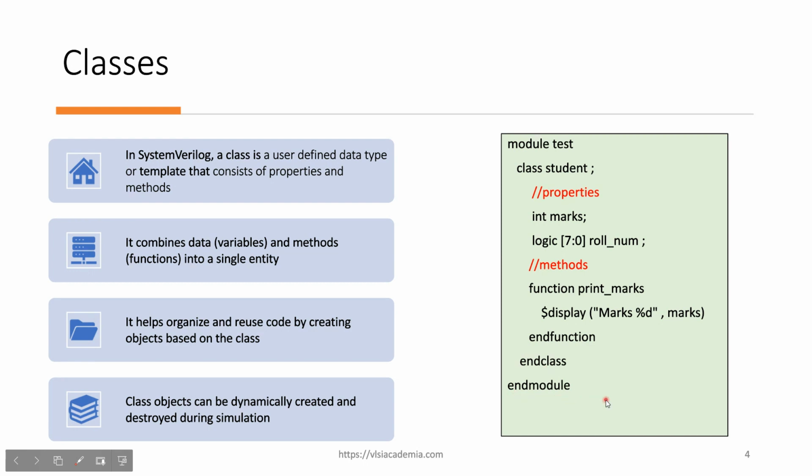Now, one more thing I want to note down: here I have defined data types as int and logic. The data type can be of any type, but there is one restriction that it cannot be of wire type. Since wire type cannot be dynamically created, and as I explained, classes can be dynamically created, only those data types which can be dynamically created are allowed. That's why the net type wire is restricted in the properties.